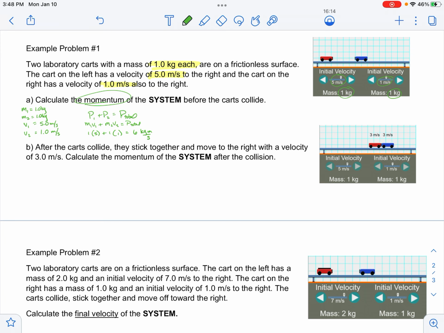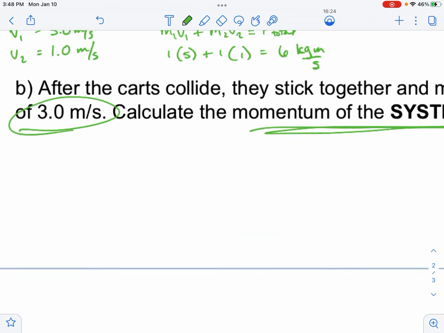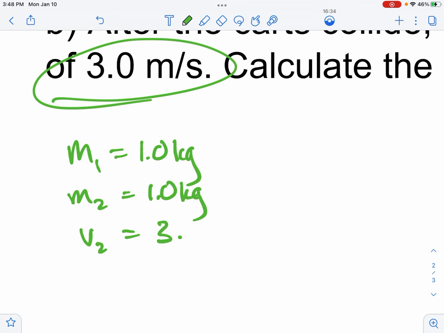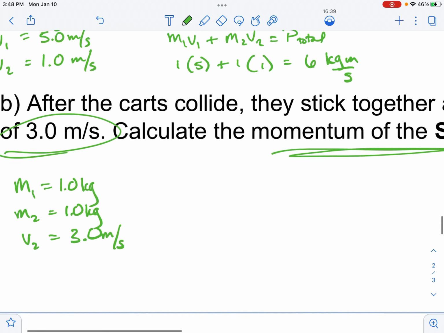All right, it says after the carts collide, they stick together and move to the right, so still the positive direction, with a velocity of 3 meters per second. Find the momentum of the system after. Okay, so the mass of glider 1 is still 1. The mass of glider 2 is still 1. But they only have one velocity now because they're stuck together, and that's 3 meters per second.